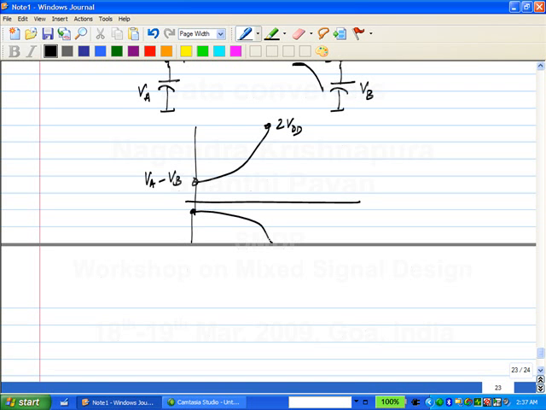Is that clear? Okay. So this seems to be what we want to do, right? Because we want to compare Vin with Vref. All right. You understand? Okay. So how can we do this?